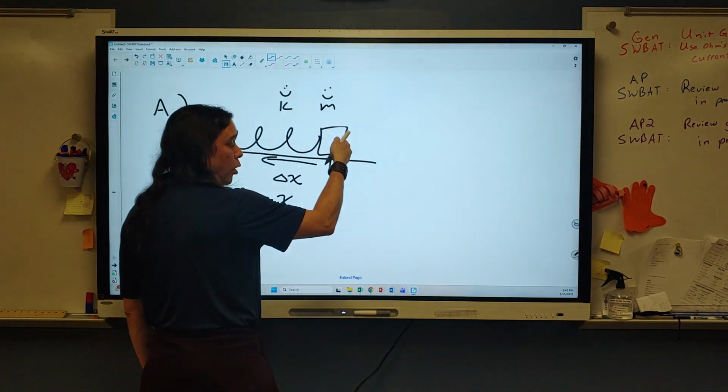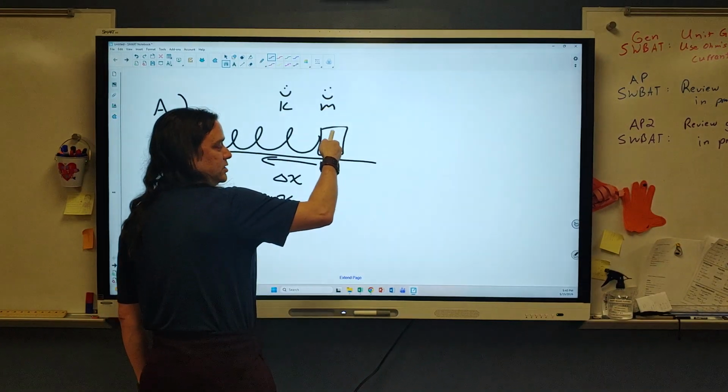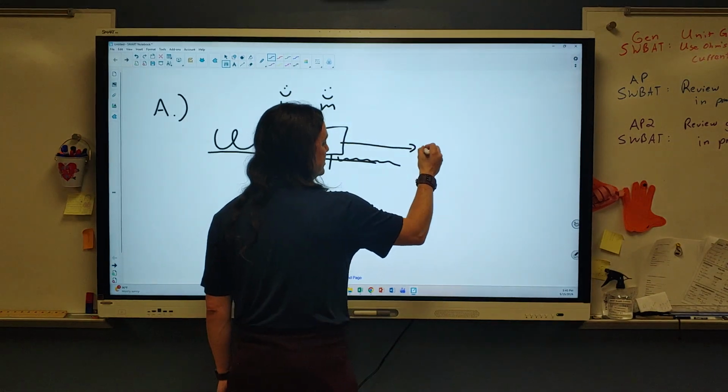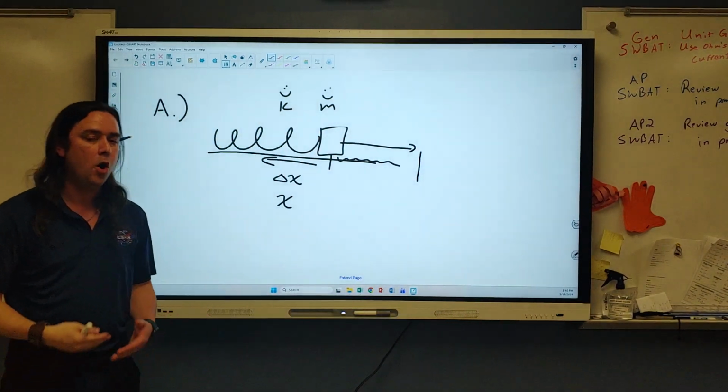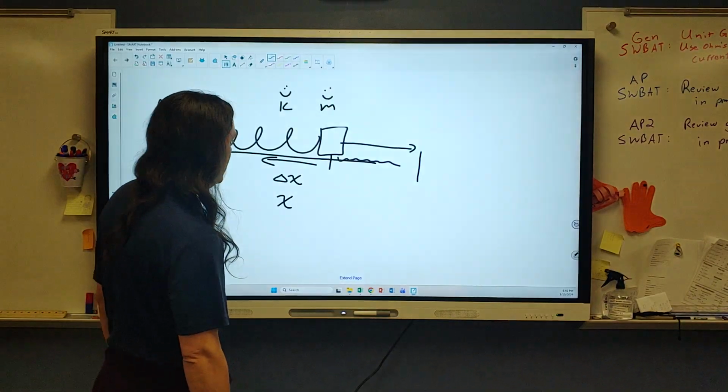Well, it's going to slide forward as the spring is pushing on it, and then when it hits the rough patch over here, it's going to slide some distance until it comes to either a stop or it hits its maximum. Okay, well with that, let's see.